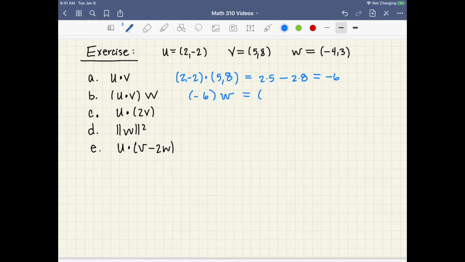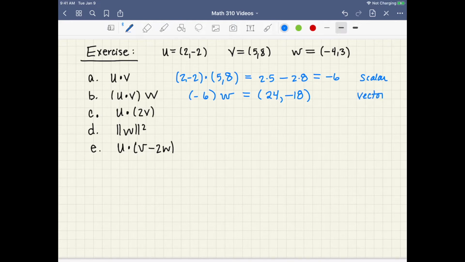It's minus 6 times minus 4, so that's 24. And then we have minus 6 times the second entry of w, which is a 3. So that gives us a minus 18. Okay, so in the first exercise we got a scalar, but in the second exercise we got a vector.